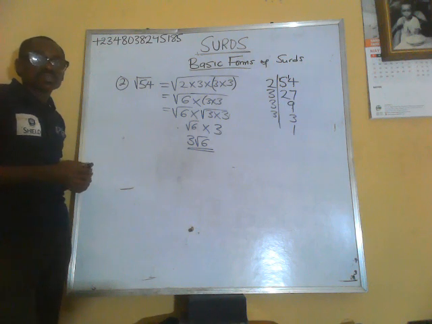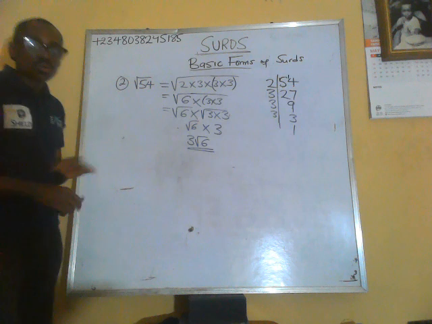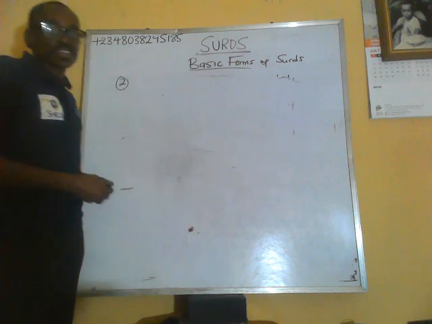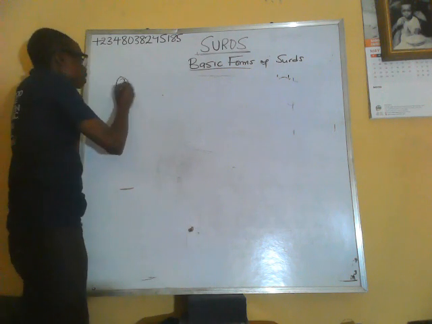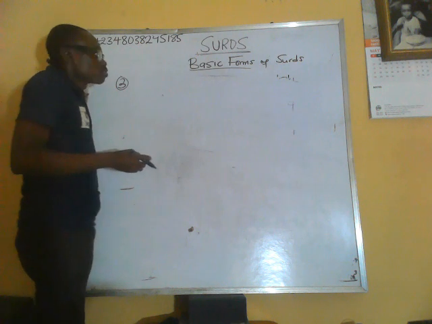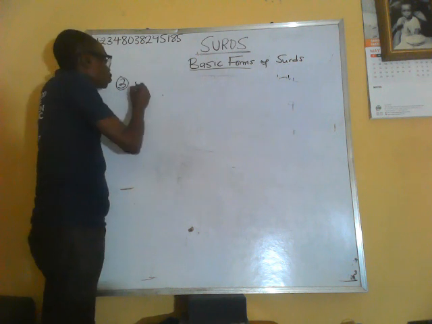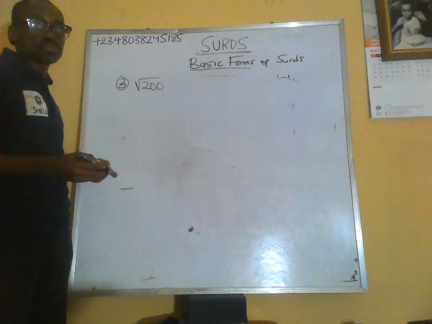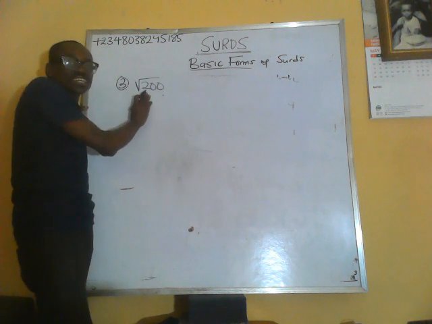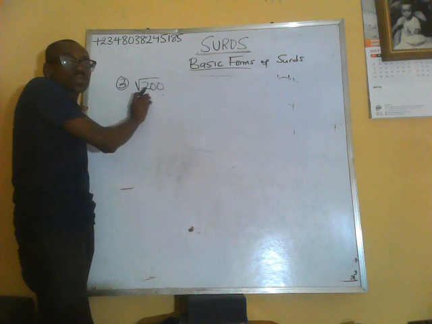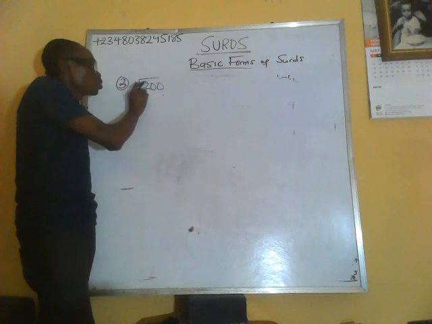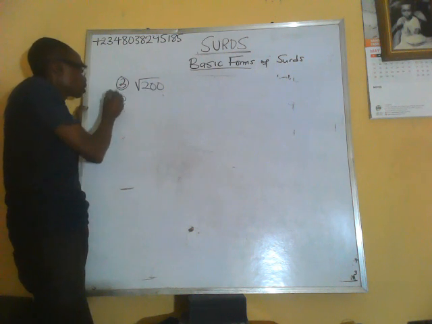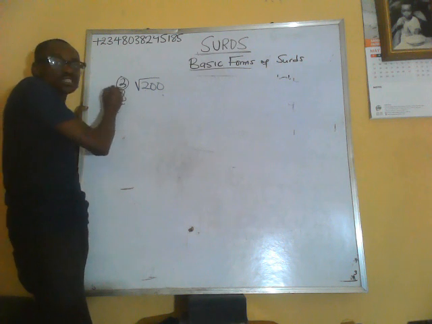Okay. So the next one, we'll take our last example right now. So our last example for finding the basic form of a surd, we're going to use root 200. So here we are going to use a slightly different approach. We know that 200 is even, so 2 can break it down. 2 in 2 is 1, 2 in 0 is 0, 2 in 0 is 0, this gives you 100.